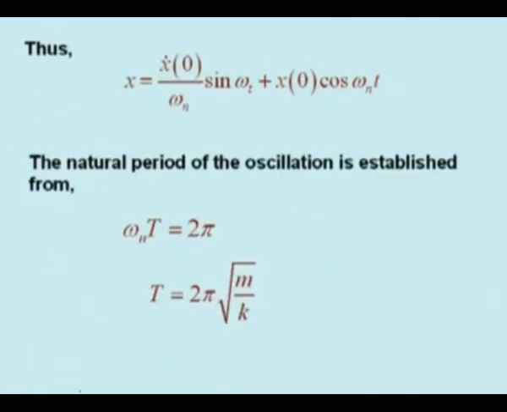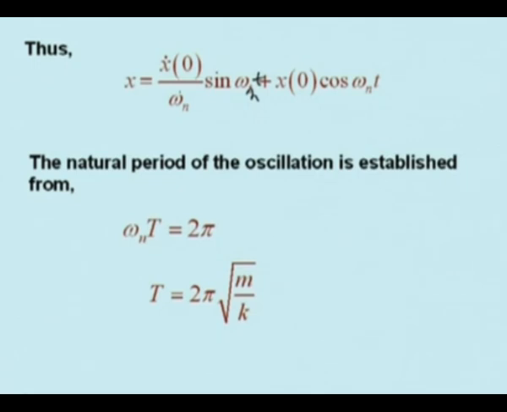Thus the general solution of this problem can be written as x is equal to x dot 0 divided by omega n multiplied by sin omega n t plus x0 cos omega n t. So here we see that this is the general solution of the problem. If initial velocity is 0, then this will be the solution. If initial displacement is 0, and you only provide the velocity, then this will be the solution.